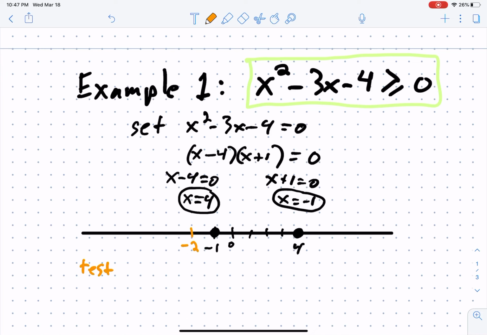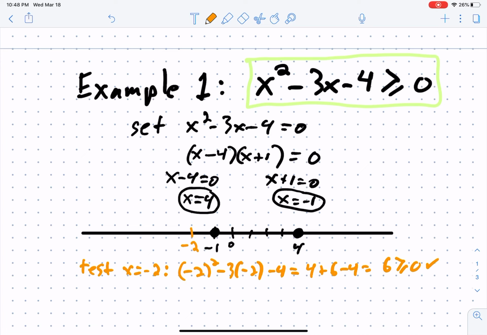And when I say test x equal -2, what I mean is plug that number into the left-hand side and see whether it does indeed come out bigger than or equal to 0. All right, let's give it a try. If we plug it into the left-hand side, we get -2 squared minus 3 times -2 minus 4. And that is 4 plus 6 minus 4, which is equal to 6. And 6 is definitely bigger than or equal to 0.